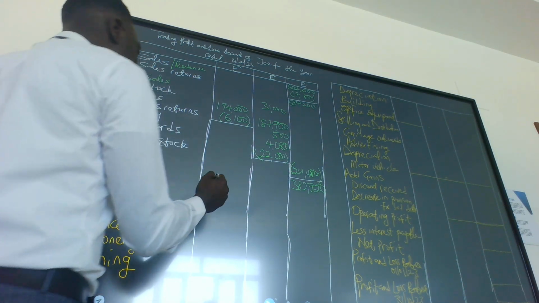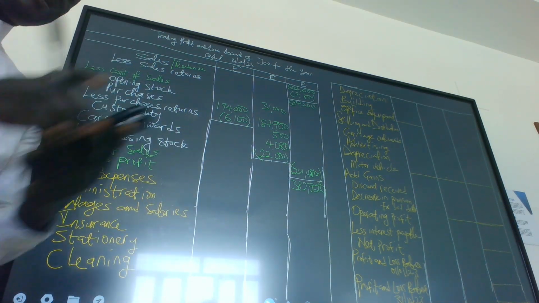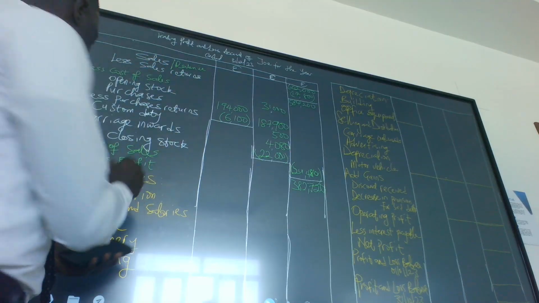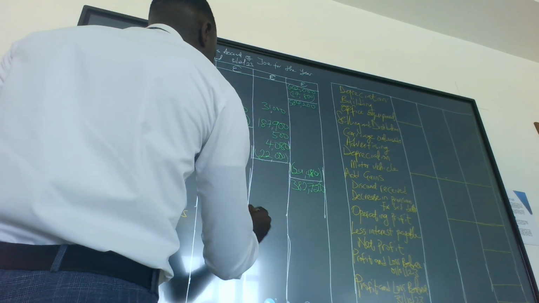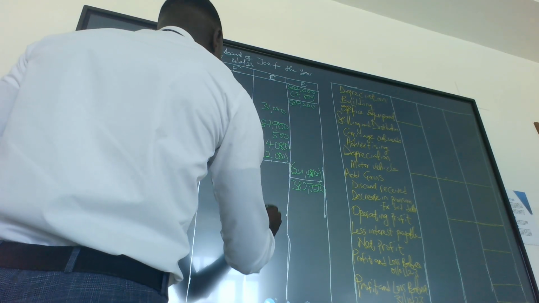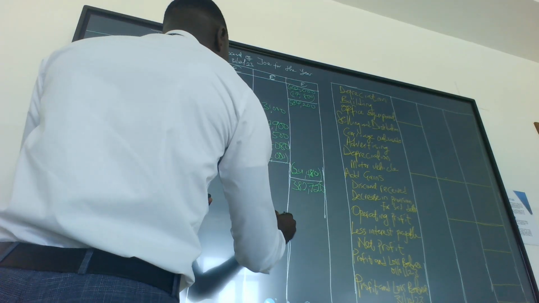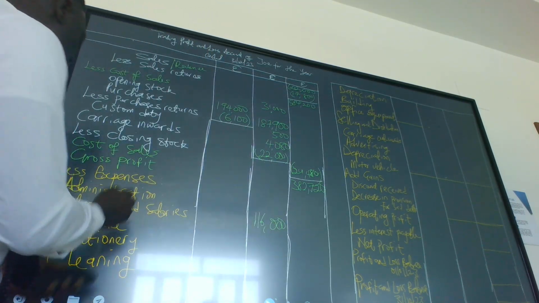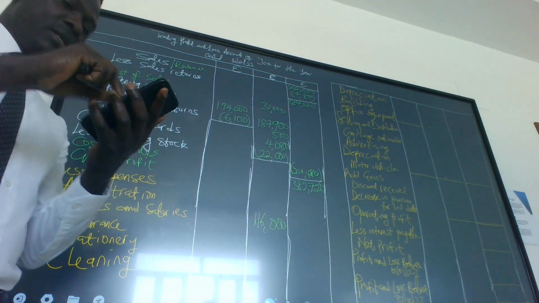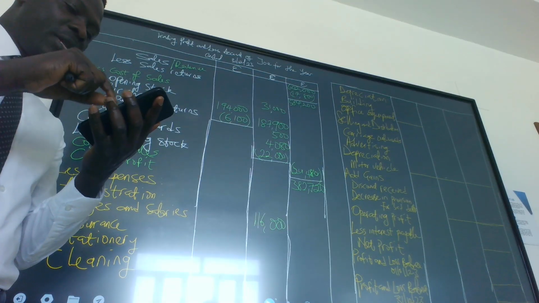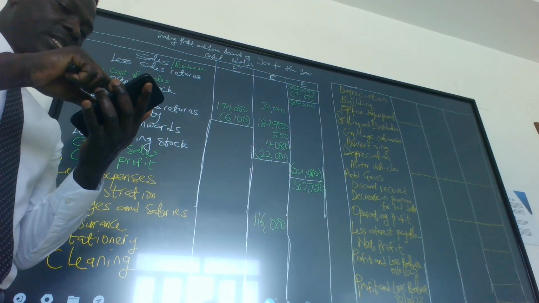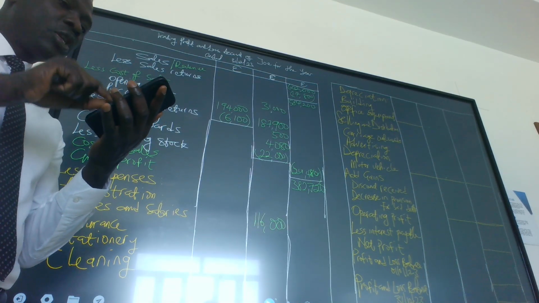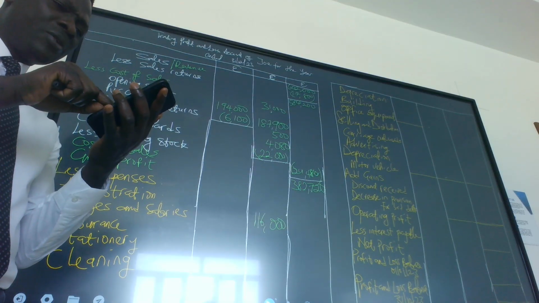Wages and salary, 116,000. Alright. Insurance. Now go back to insurance. In the additional information, we talked about that yesterday. The total insurance is how much? The total insurance is 22,500, right?